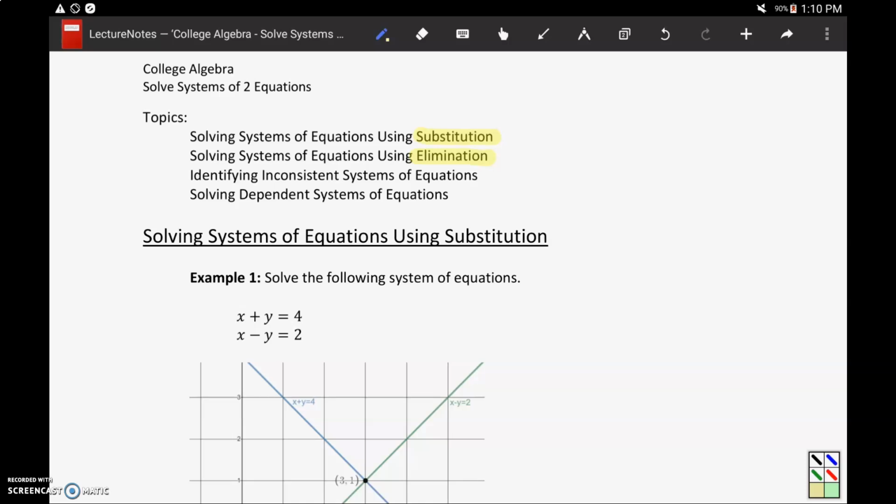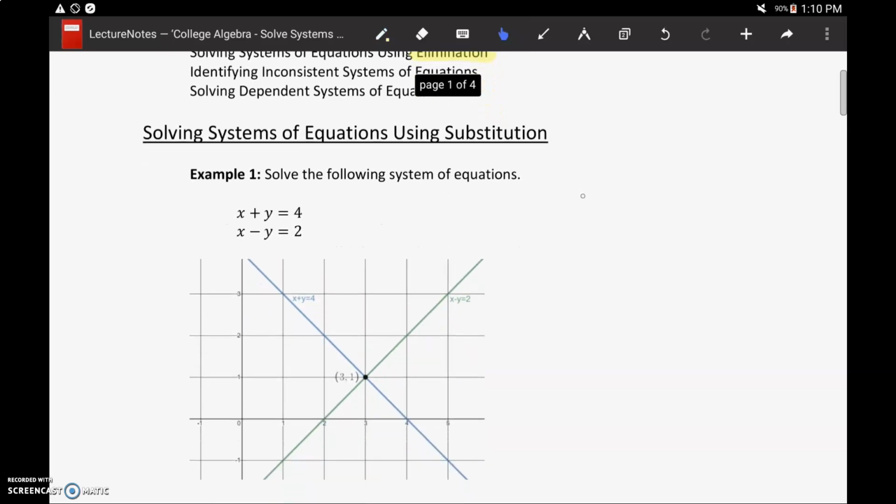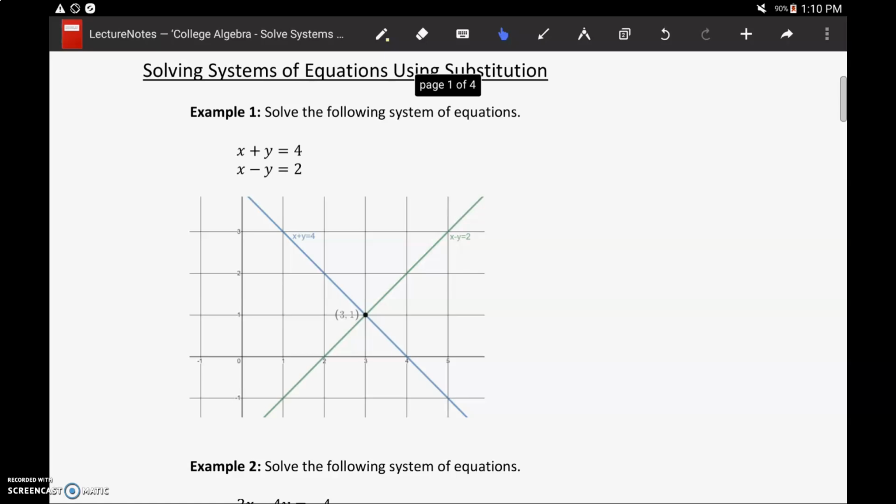But really, if it comes down to which method you may prefer to use, one can be more advantageous in a certain situation, but as long as we're dealing with two linear equations, again, they're more or less interchangeable. We'll start off by looking at solving systems using substitution. But before we dive into that, we want to take a look at what exactly it is we're finding when we solve a system like this.